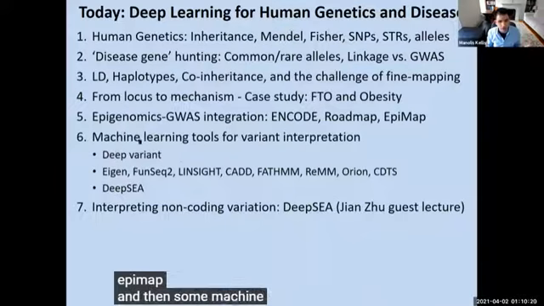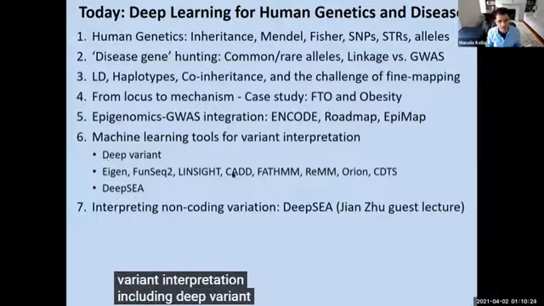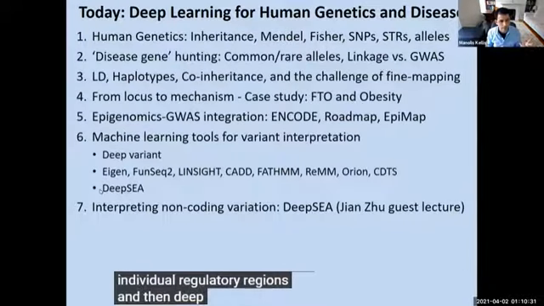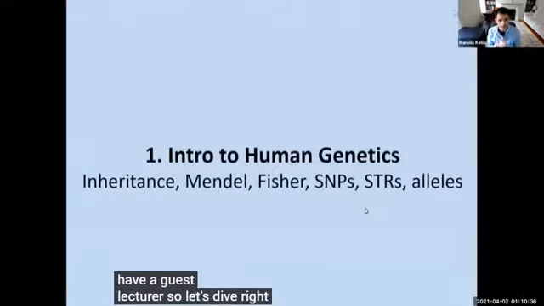And then some machine learning tools for variant interpretation, including deep variant, a large set of predictors for the importance of individual regulatory regions, and then deep sea, for which we actually have a guest lecturer. So let's dive right in.